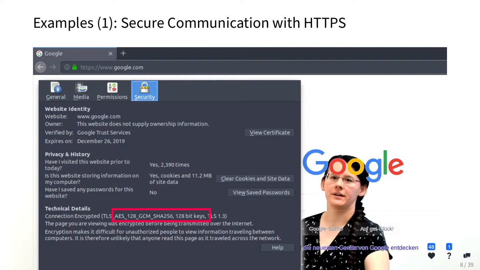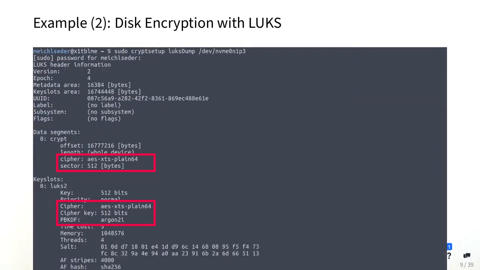Another example where you encounter these schemes is when you do disk encryption. So in the present example, this is when you use disk encryption with LUKS on Linux. What you see here is that you first see a cipher on top in the red box that is for encrypting data segments. In this case, the scheme is AES-XTS-Plain64. You'll see that these names are always a compound of several building blocks.